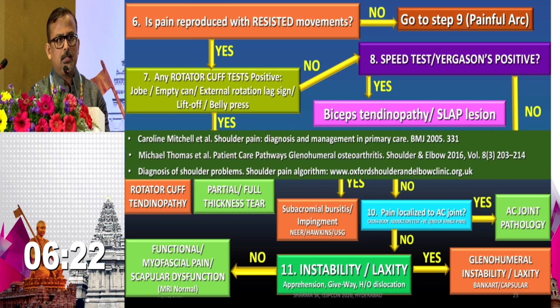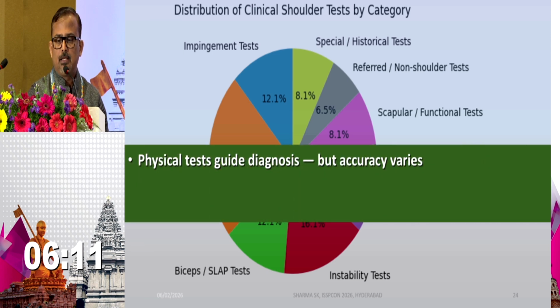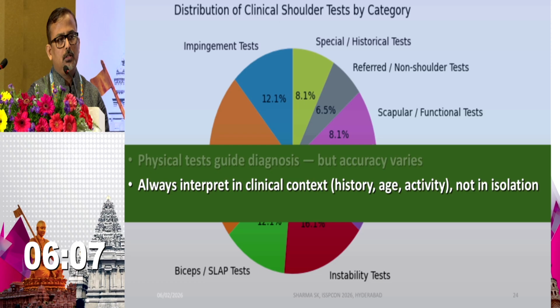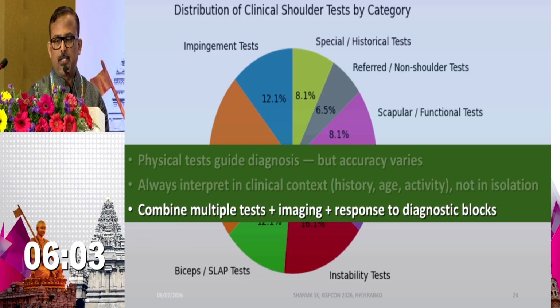These are the 3 sources which I have chosen, and I have made an algorithm of my own. Then coming to the tests, as I told, there are so many tests. Maximum is for the rotator cuff tests. So basically they guide, but they are not accurate. So you have to always interpret with the clinical context and combine them.